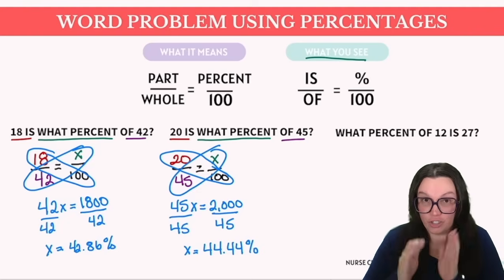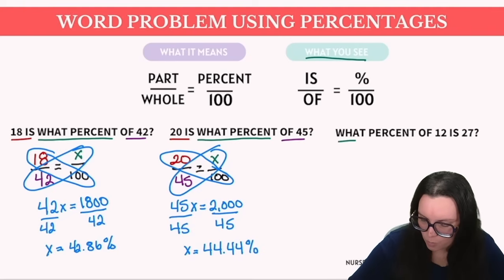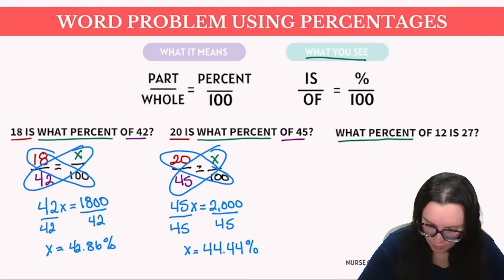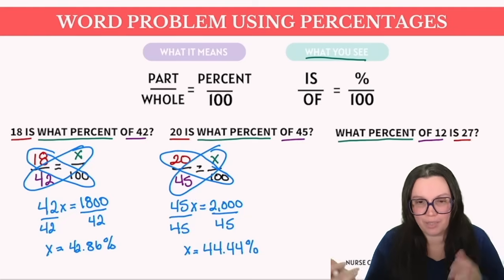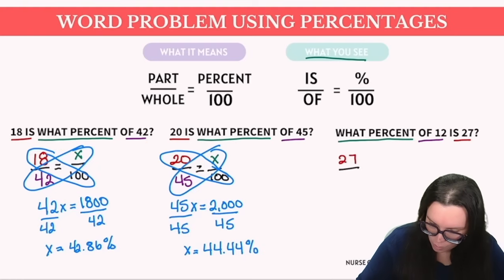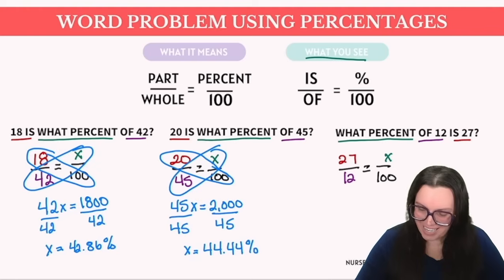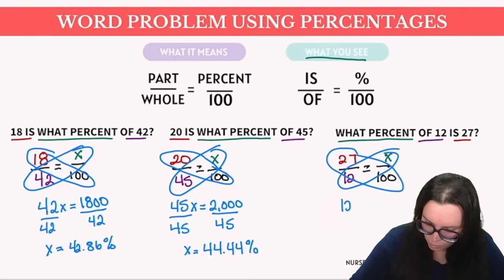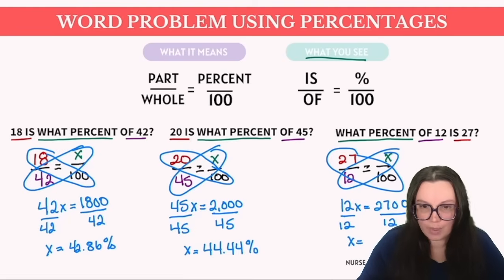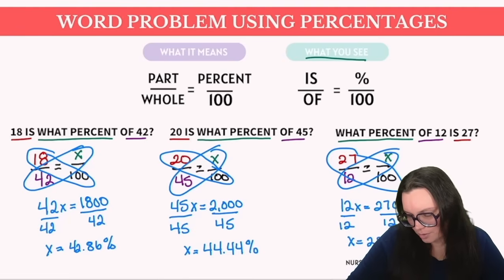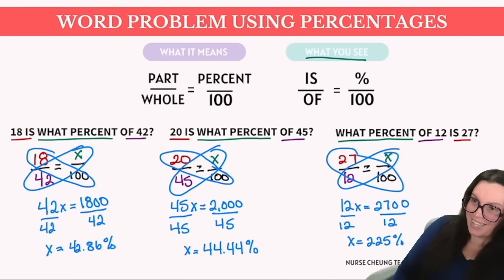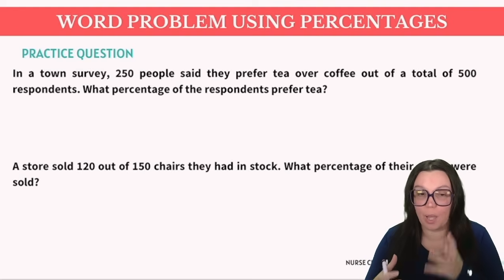And now with our last initial example, we have what percent of 12 is 27? So this one's a little bit different, right? Let's just break it down working left to right. We have what percent, that's our x, that's what we're looking for. 12, that's our of, is 27. So now we just need to plug in our numbers. We have 27 over 12 is equal to x over 100. Now we're going to cross multiply. That's going to give us 12x is equal to 2,700. We're going to divide both sides by 12, and that is going to give us our answer of 225%.